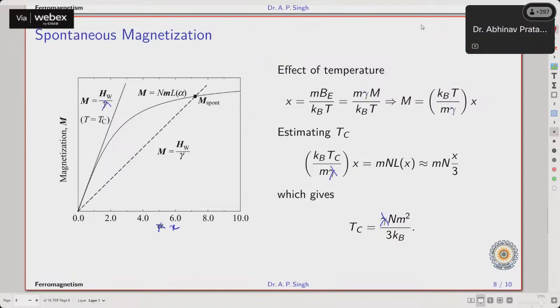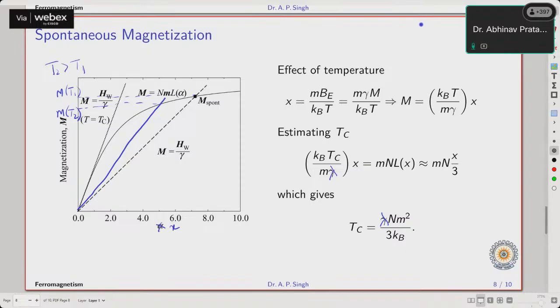If I increase the slope, basically it will go like this. And now you see the spontaneous magnetization, which is given on the y-axis. My drawing is not so good actually, but basically what happens is that as you increase the temperature, this slope increases, and the value of spontaneous magnetization decreases. So this was the value of magnetization at some temperature, let us say T1, and now this is the value of spontaneous magnetization at some temperature T2, where T2 is greater than T1.